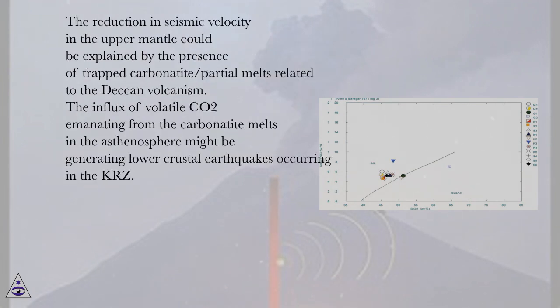The reduction in seismic velocity in the upper mantle could be explained by the presence of trapped carbonatite/partial melts related to the Deccan volcanism. The influx of volatile CO2 emanating from the carbonatite melts in the asthenosphere might be generating lower crustal earthquakes occurring in the KRZ.